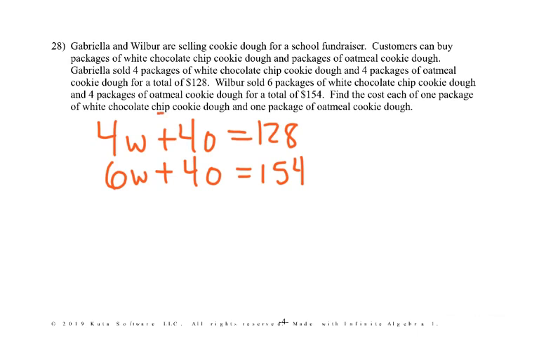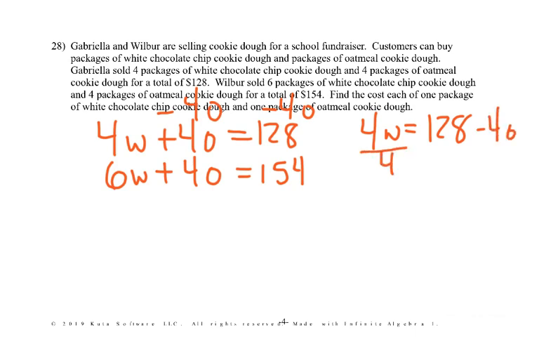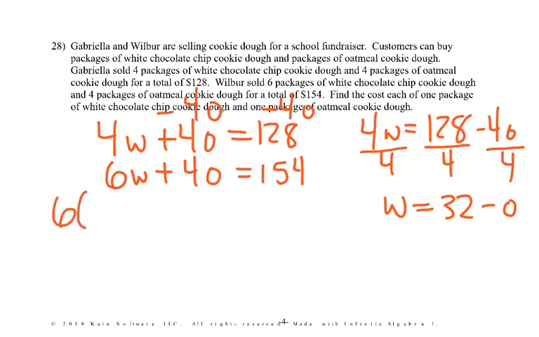substitution. So say I subtracted 4 of oatmeal, I'd have 4W equals 128 minus 4 oatmeal, divide by 4. I'd get W equals 32 minus oatmeal. So then I'd go 6 times 32 minus an oatmeal. Shouldn't have used oatmeal because that looks horrible. Looks like zeros, doesn't it?